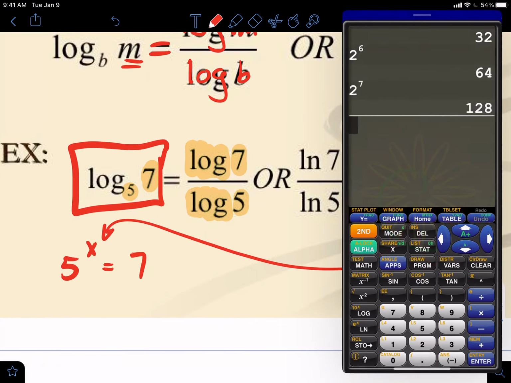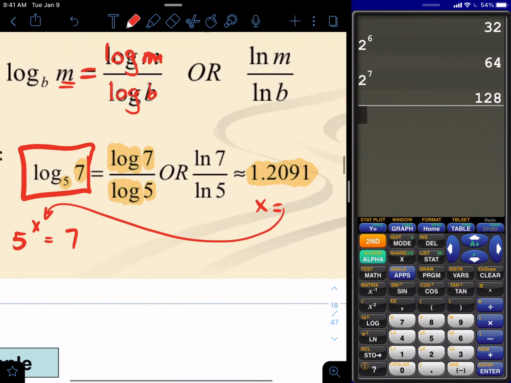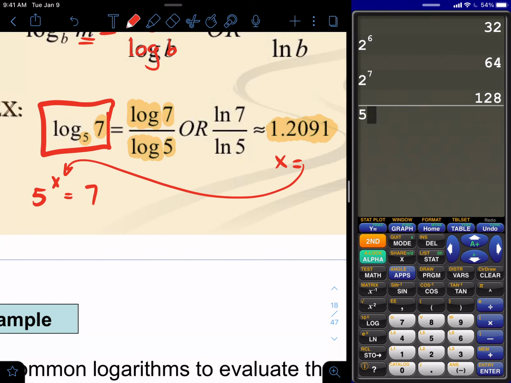So if I take 5 and I raise it to the 1.2091, I actually get 7, basically, right? So we rounded that off a little bit, but that's where you see 7 come out. So 5 to that power gives me 7. That's what makes these logarithms kind of so powerful for us to be working with.